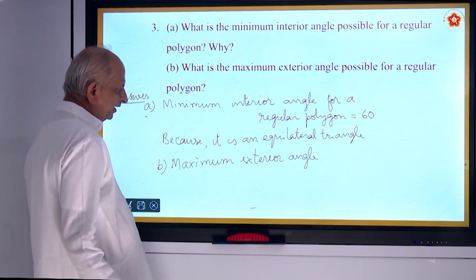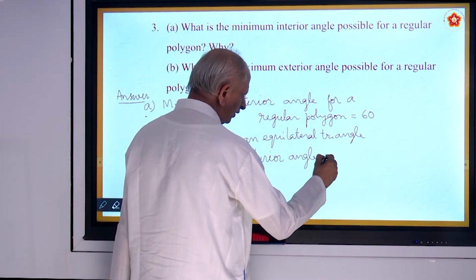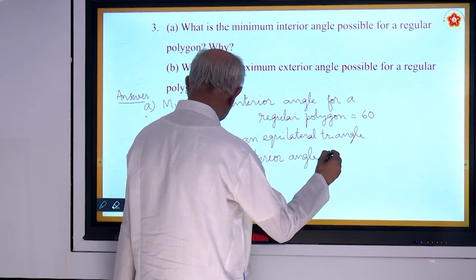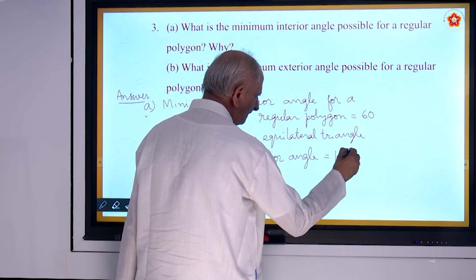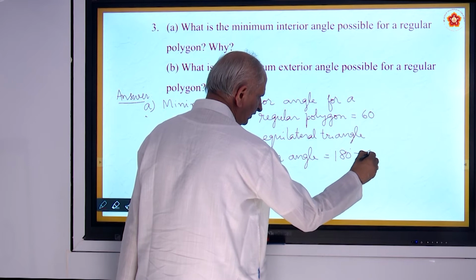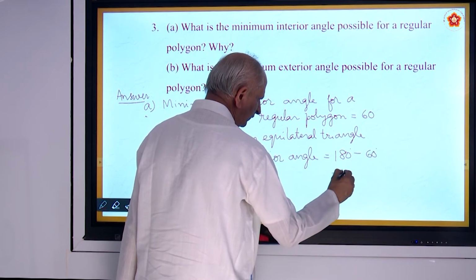Possible for a regular polygon is equal to 180 minus 60, that is 120.